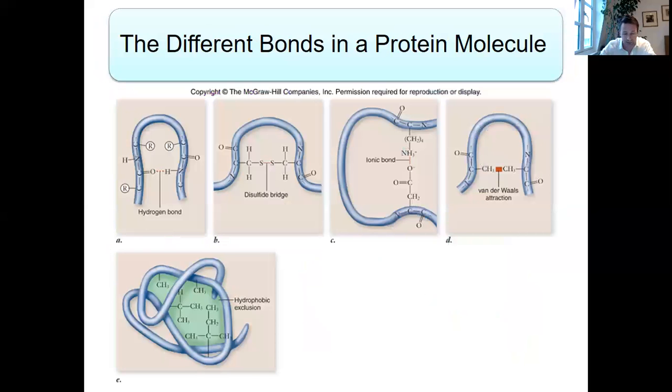Good. So here are some pretty pictures of the bonds. So we've got a hydrogen bond here, disulfide bond, ionic bond, van der Waals interaction, which, to be honest, I've never really understood, but there we go. And here, hydrophobic bit, which is folded away from the outside.